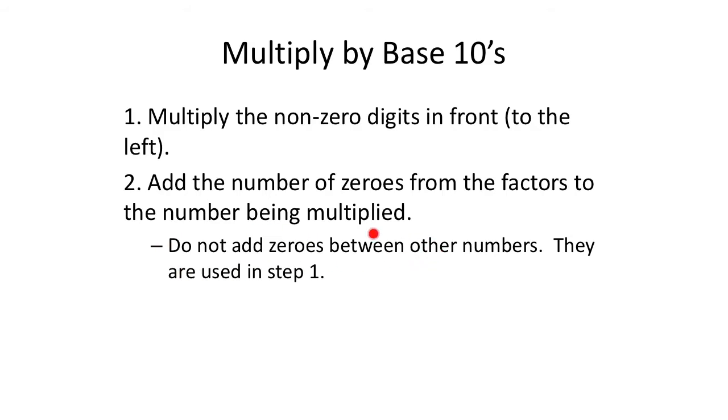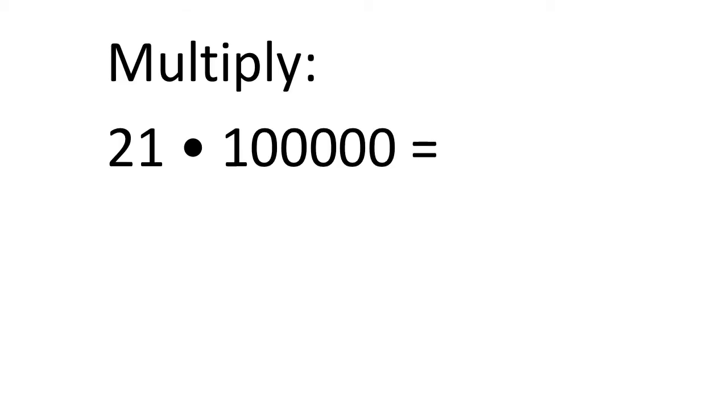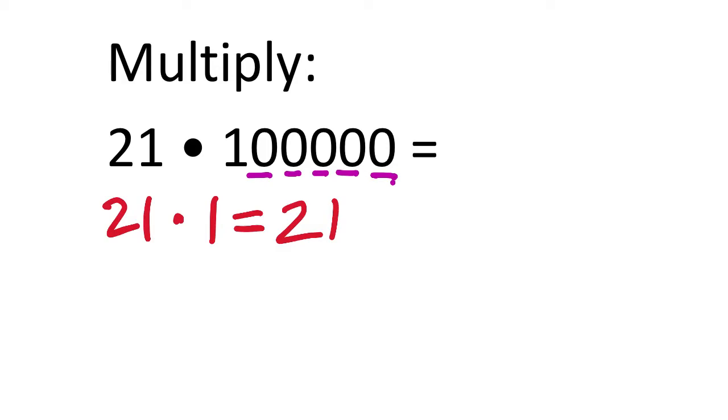But once again, if there are zeros between non-zero numbers, we do not exclude those. We don't set those ones aside. So in these two examples, I'd be looking at any zeros to the right of non-zero numbers, which is just these zeros right here. And there's 1, 2, 3, 4, 5 zeros. Now this does simplify the problem into 21 times 1. And that's a much easier problem to do because anything times 1 is itself, 21.